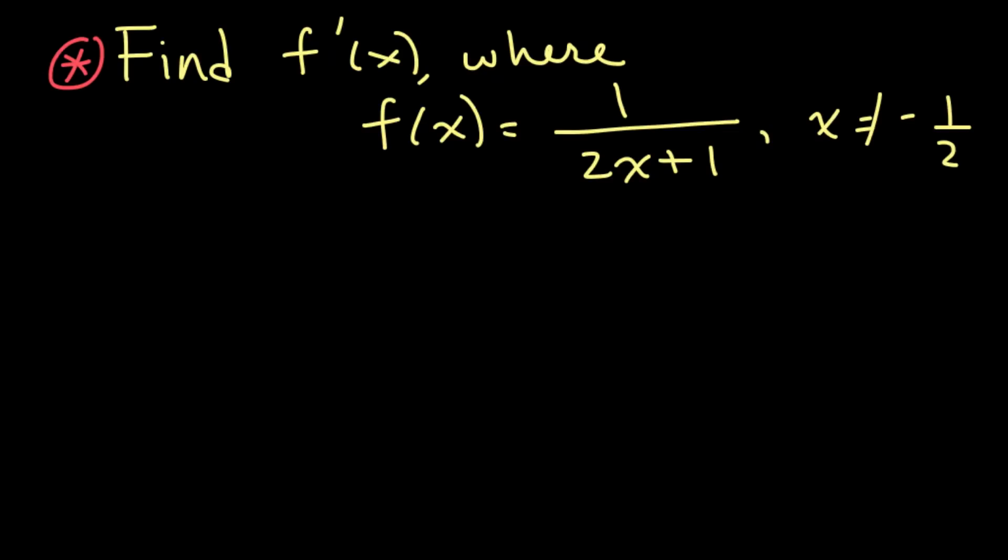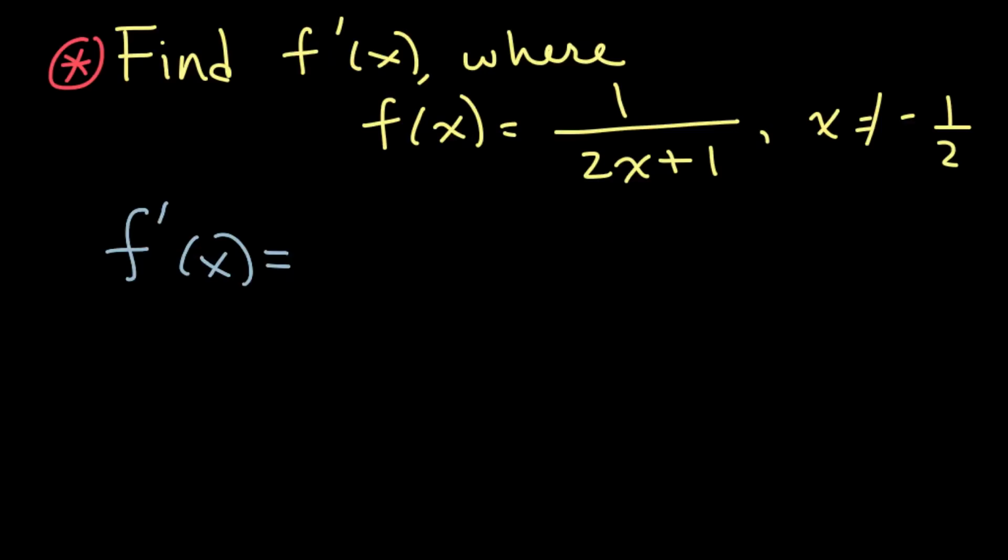In this video, we're going to find the derivative of the function f of x is equal to 1 over 2x plus 1, where x is not equal to minus 1/2. The reason we exclude that value is when x is equal to minus 1/2, the denominator would be 0, so we're putting that restriction on the domain. And we're going to use the definition of the derivative and pay close attention to the algebra that we need to go ahead and do this.